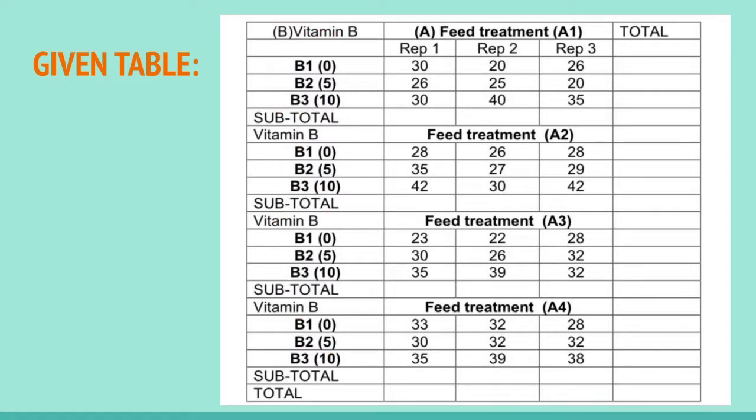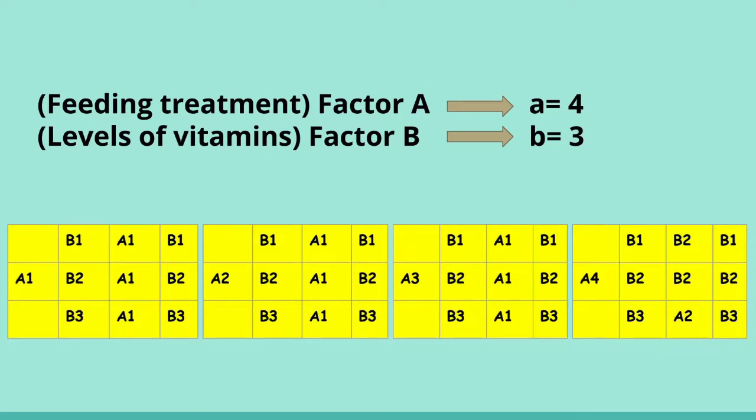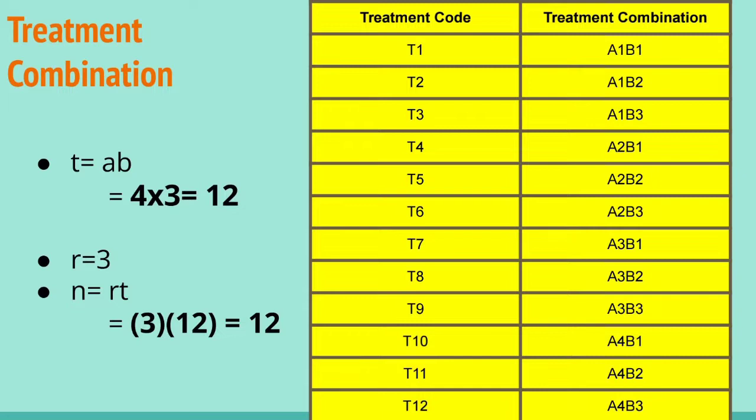Now, to get the amount for the factor A, in the table we have 4 that indicates the 4 weeks period affected by 4 different feed treatments. Now, for the factor B, we have 3 as indicated by the 3 levels of vitamins. Now, to get the number of replicates, we are just going to get the number of experimental units in a treatment, which in here is 3.